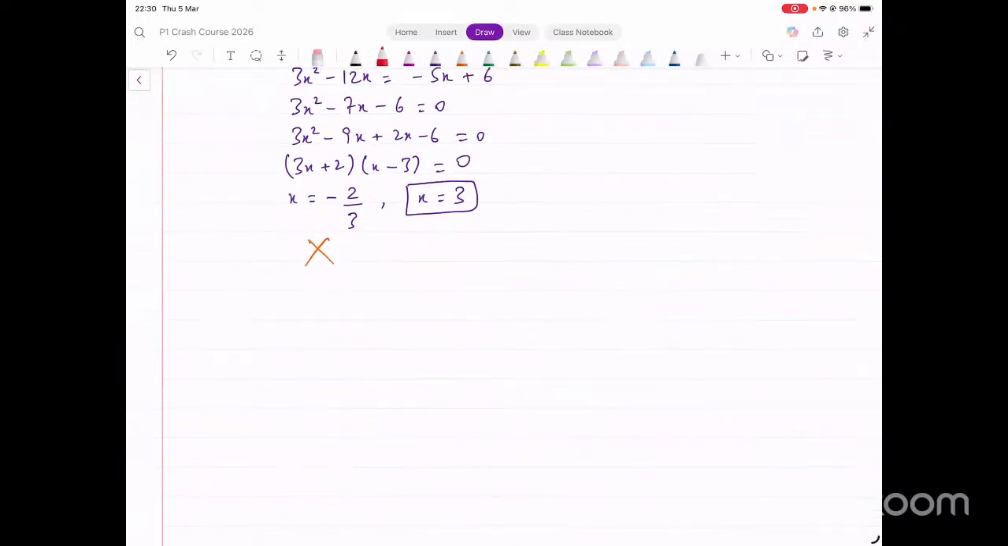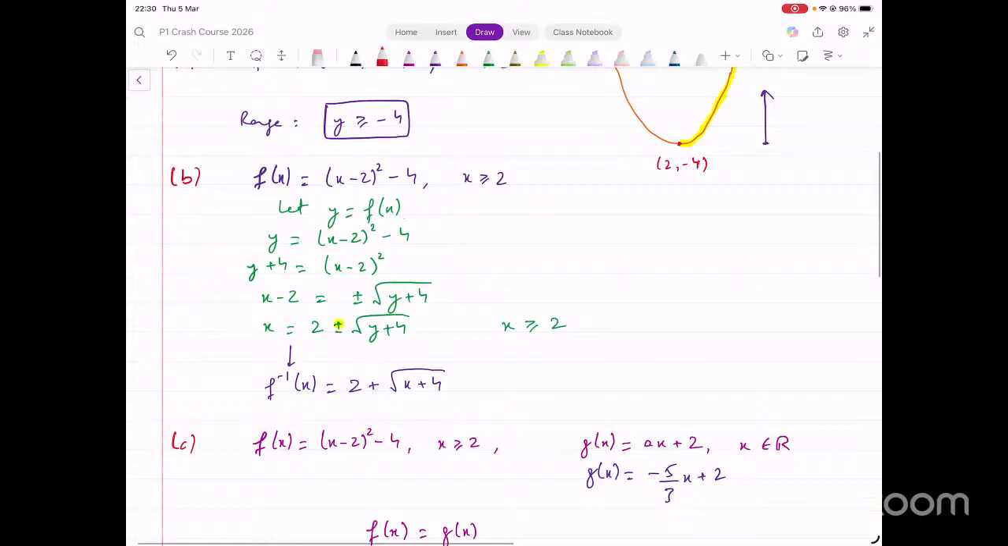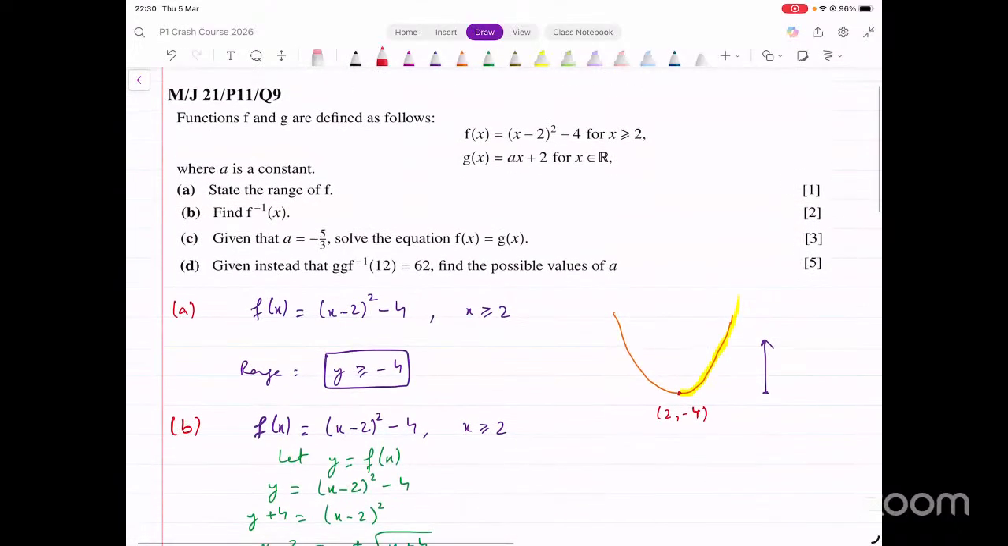Let's have a look at the next part now. Part D. Now it says, given instead that g f inverse of 12 is equal to 62, find the possible values of a. Okay, how do we think about this? g f inverse of 12 is equal to 62.